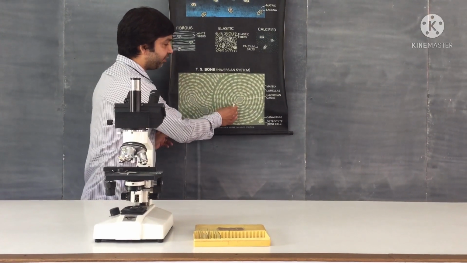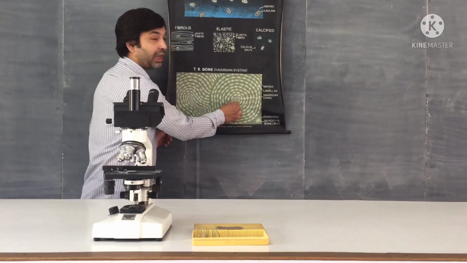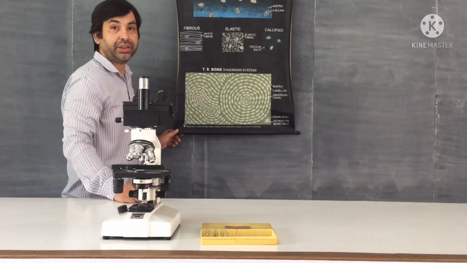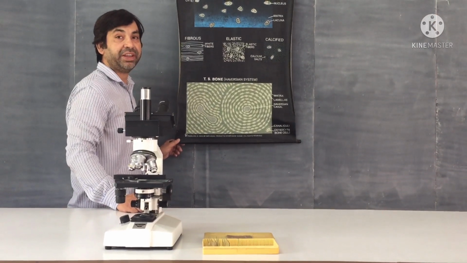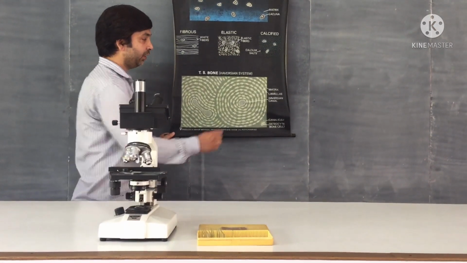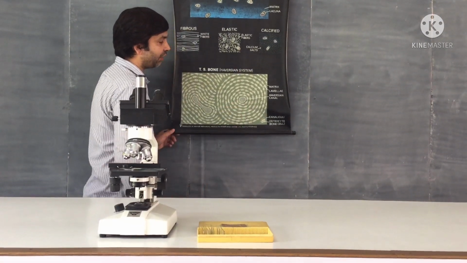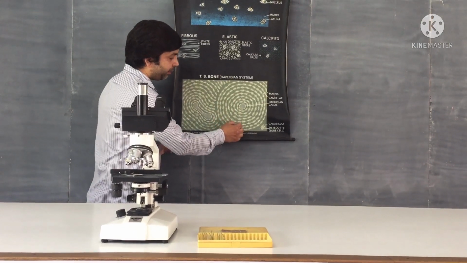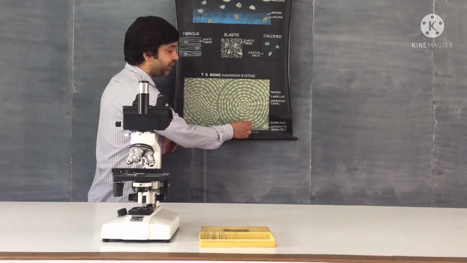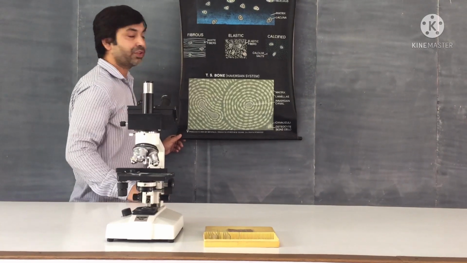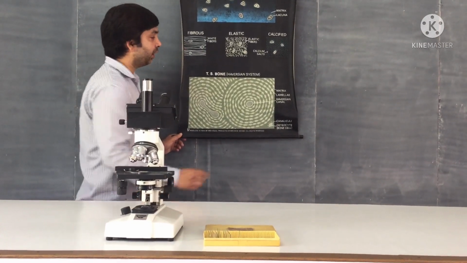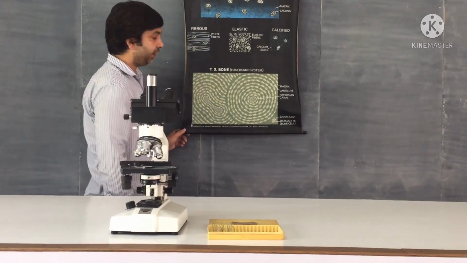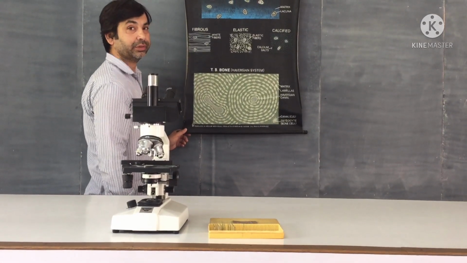Second, inside the matrix, a Haversian canal is present. Inside the canal, there are an artery, vein, lymphatic vessels and nerve supply. Around the Haversian canals, there are cells present in concentric rings. These cells are called osteocytes. The adjacent osteocytes are connected by canaliculi.